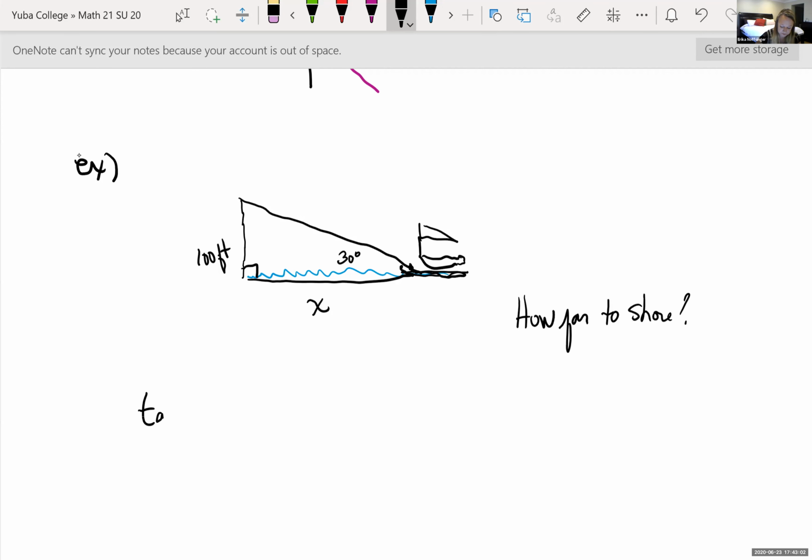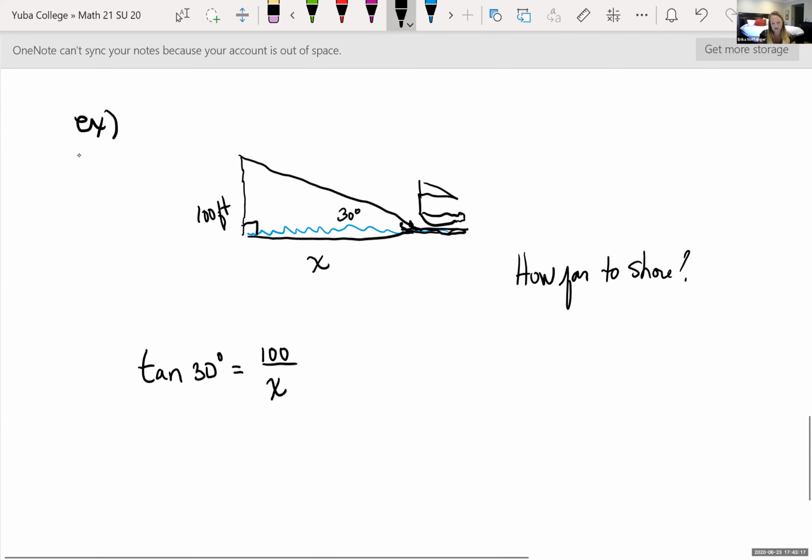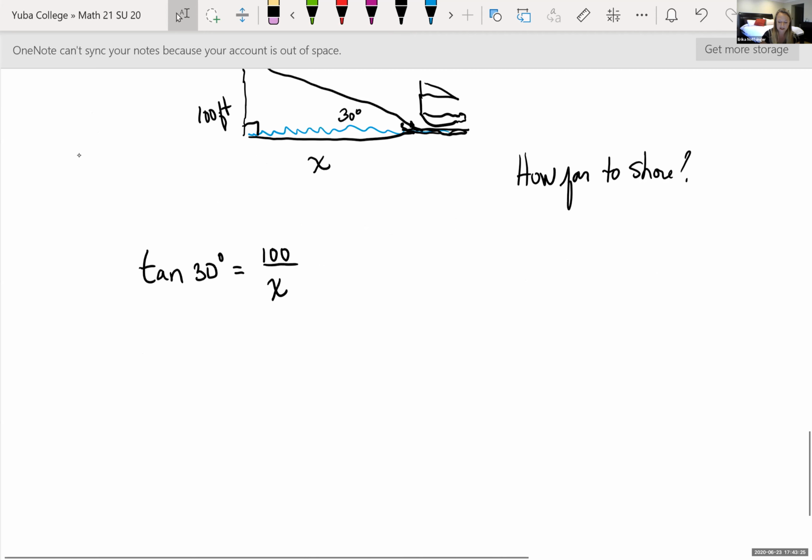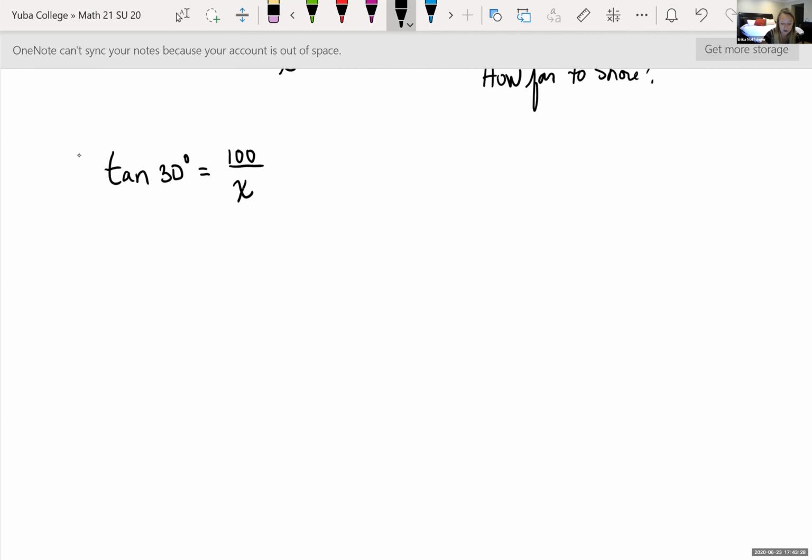So we have tangent of 30 degrees, and its opposite, which is 100, all over adjacent, which is X. So we need to get X by itself. Well, let's first reduce. We should know what tangent of 30 is. Or if we don't know what tangent of 30 is, we should know what sine and cosine of 30 is. And so we could rewrite tangent in terms of sine and cosine. Tangent is sine of 30 degrees all over cosine of 30 degrees, which is equal to 100 all over X.